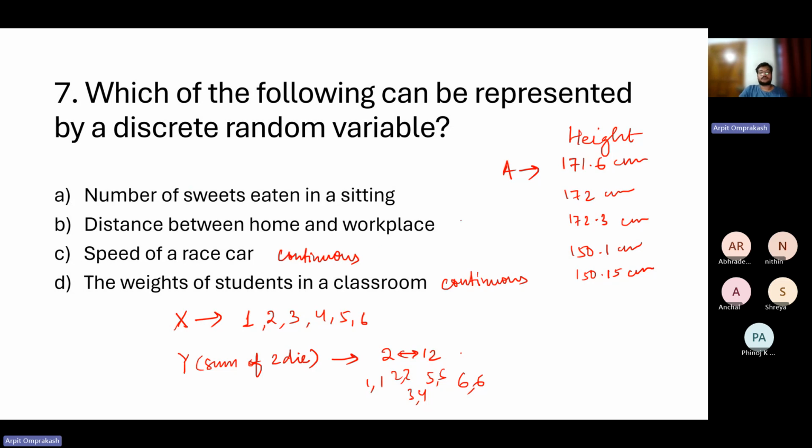Again, the distance between home and workplace will again be a continuous variable because it can take values in a wide range, which can be positive real numbers, right? But the number of sweets eaten in a sitting is a discrete random variable because, if you're tracking the number of sweets eaten, we are basically tracking if there's one, two, three, four. So it's in discrete steps. So you cannot have, let's say, 1.1 sweets eaten, 1.05 sweets eaten, where it doesn't make a lot of sense. Right. So the answer here will be option A, number of sweets eaten in a sitting.